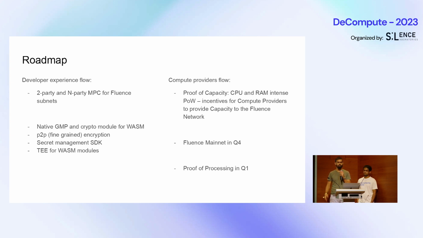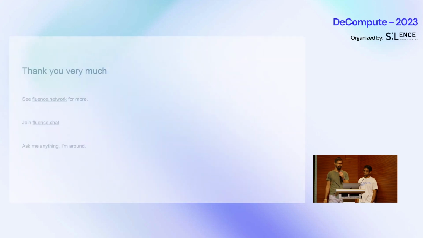So we are going to bootstrap the mainnet in Q4 with this proof of work for compute providers. And we are going to release proof processing, proof of Aqua execution, on-chain proof of Aqua execution in Q1 next year.